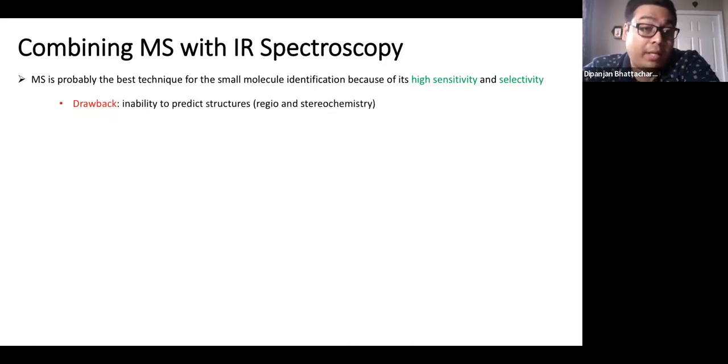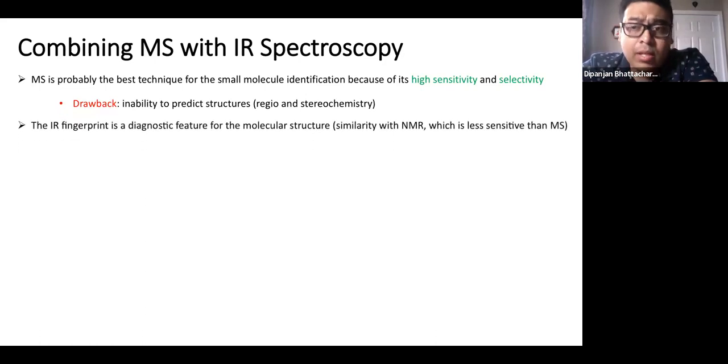There is one drawback in mass spec. We all know it's the best, but the main drawback is that it cannot predict the molecular structure. By structure, I mean the regiochemistry and stereochemistry. Regiochemistry means where the functional groups are attached to the molecule, and stereochemistry means the three-dimensional orientation of the functional groups. Mass spec does not tell you that. NMR does, but NMR is not as sensitive as mass spec.